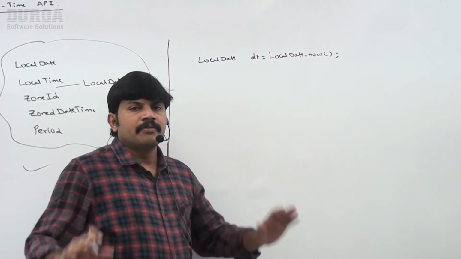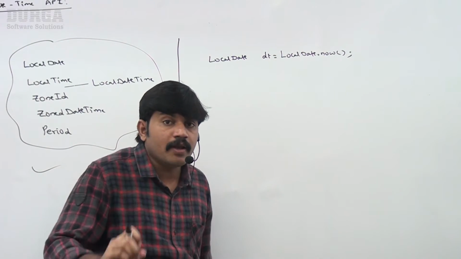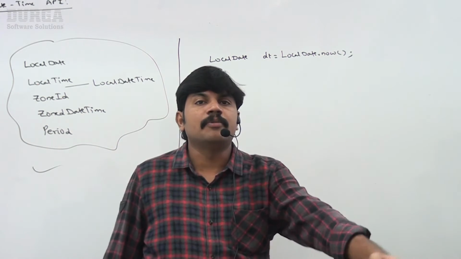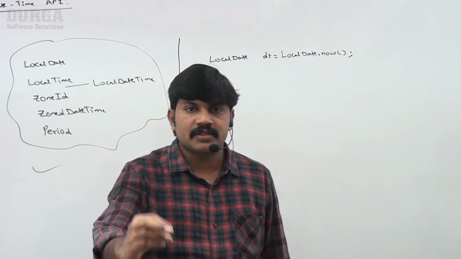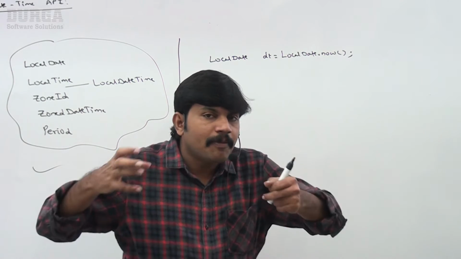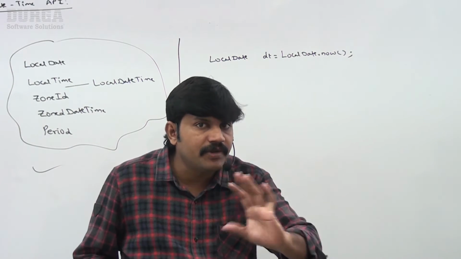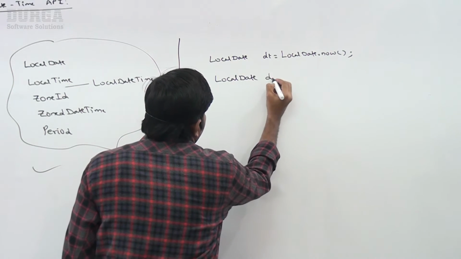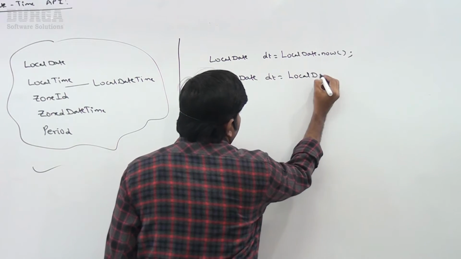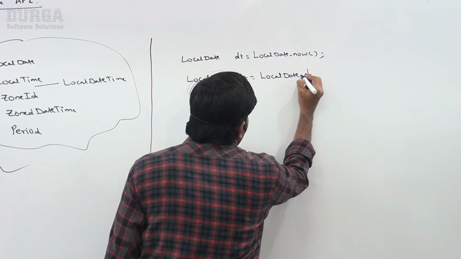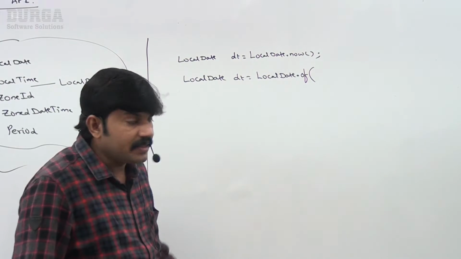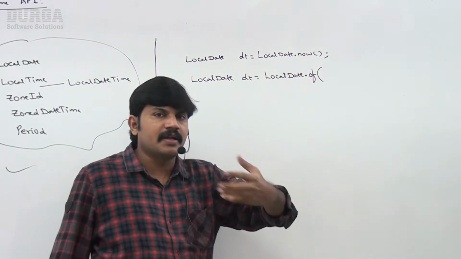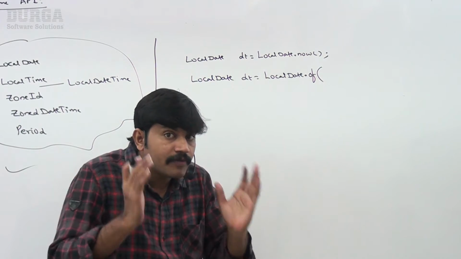But my requirement is, I don't want the current system date. I want to represent a particular date, maybe 1947 August 15th. Are you getting it? A particular date I want to represent. What is the way, sir? For that we have to take LocalDate dt = LocalDate.of. Have you remembered, right? There is a factory method by which we can get a LocalDate object of a particular date.